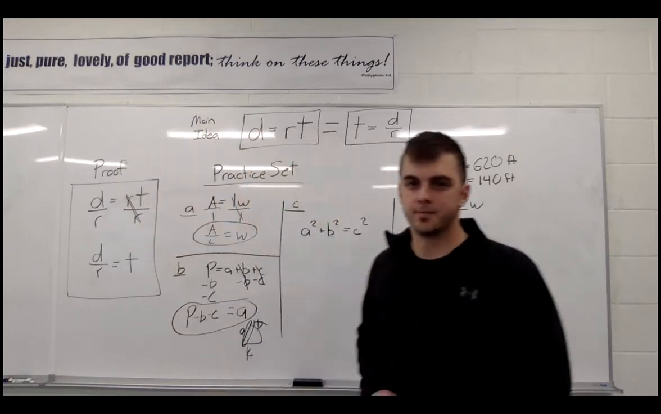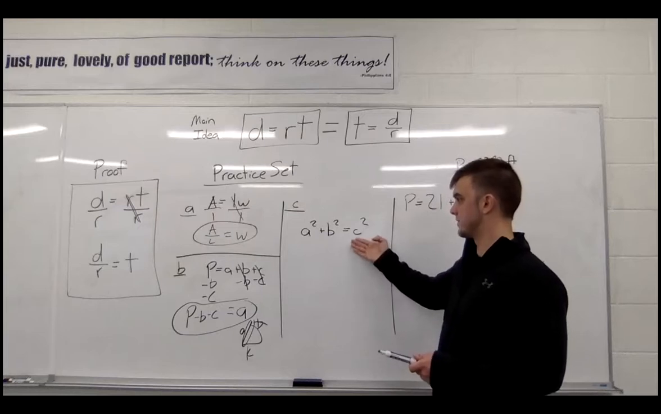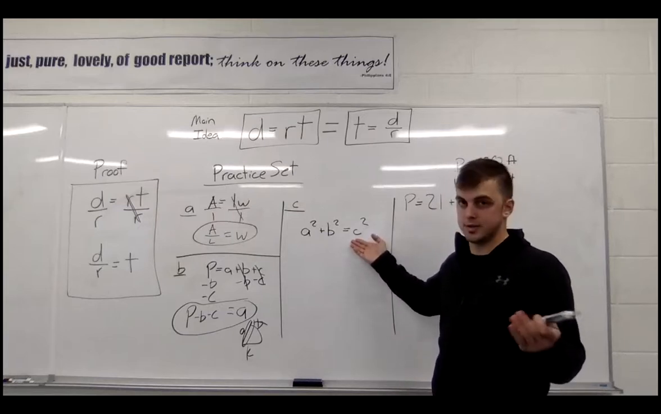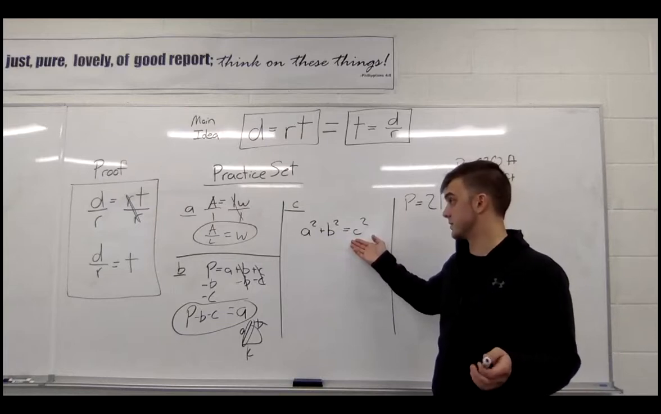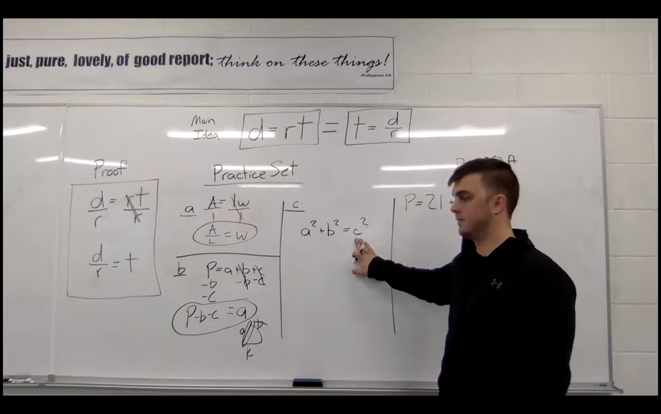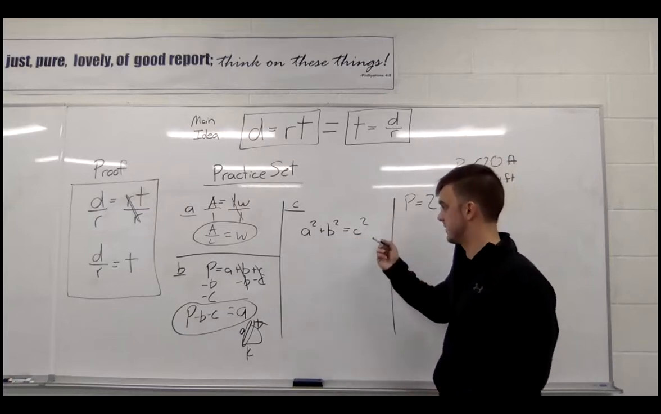Solve for C. Well, this is a Pythagorean theorem right here. So how in the world are you going to figure out for C? Well, right now, you do this whenever you have a triangle and you're trying to figure out the hypotenuse. So how do you get C by itself? Well, there's only one thing that's attached to C right now.